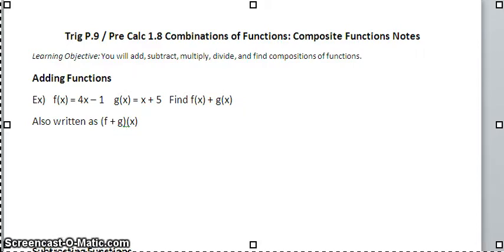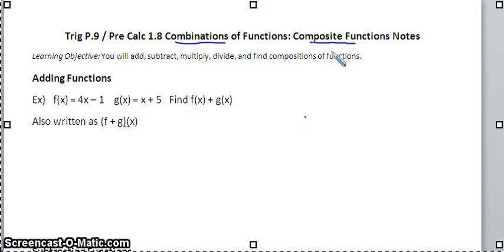The topic for today is going to be two different things, both dealing with functions. The first one is combination of functions, so adding, subtracting, multiplying, dividing functions. And then the second thing is composition of functions. When we say composition of functions or composite functions, that's when we plug one function into another.